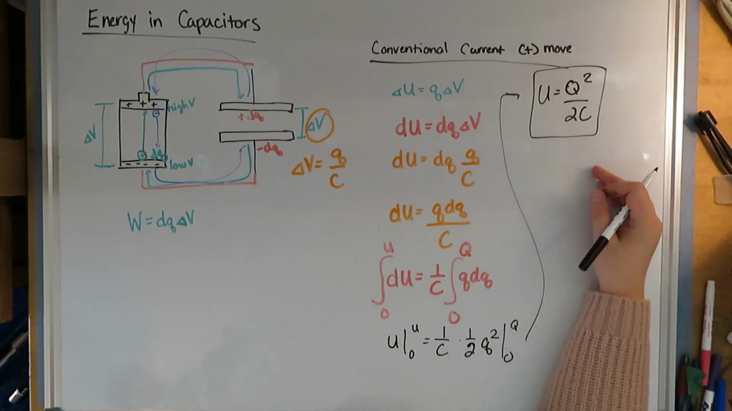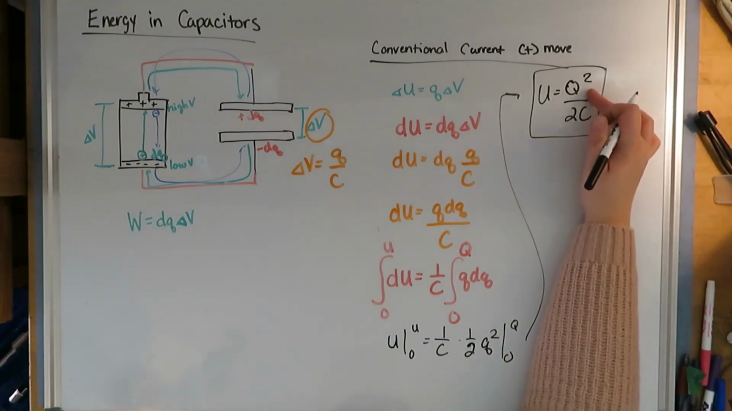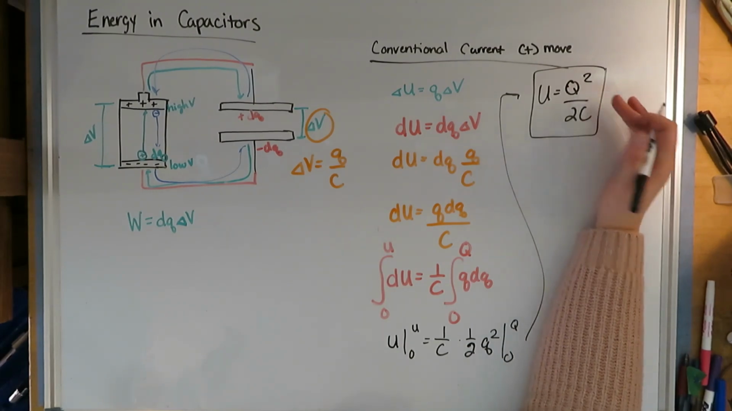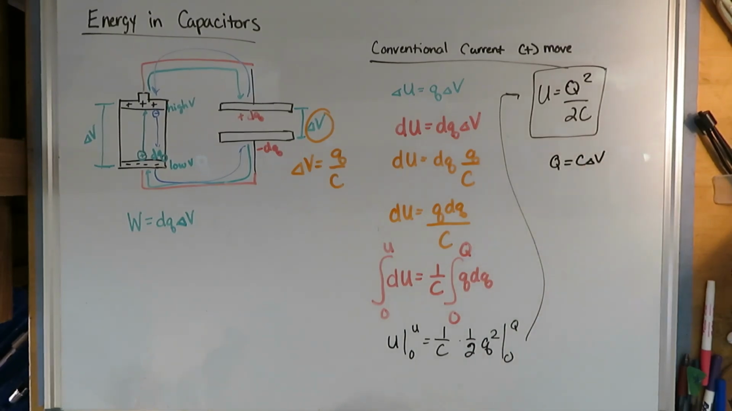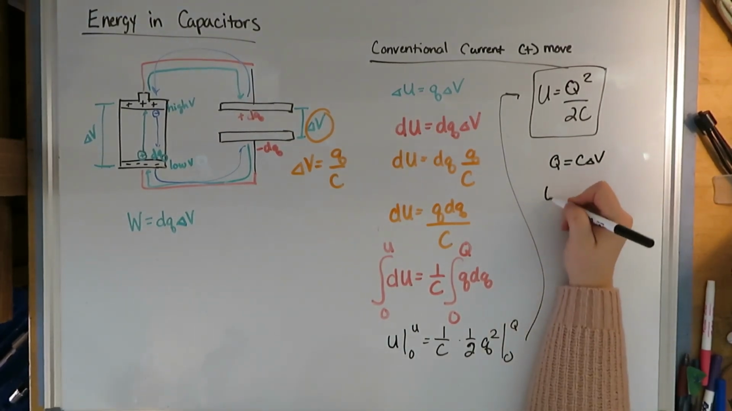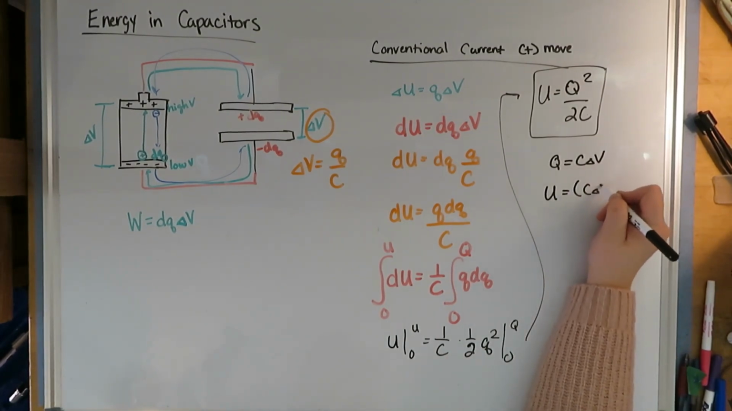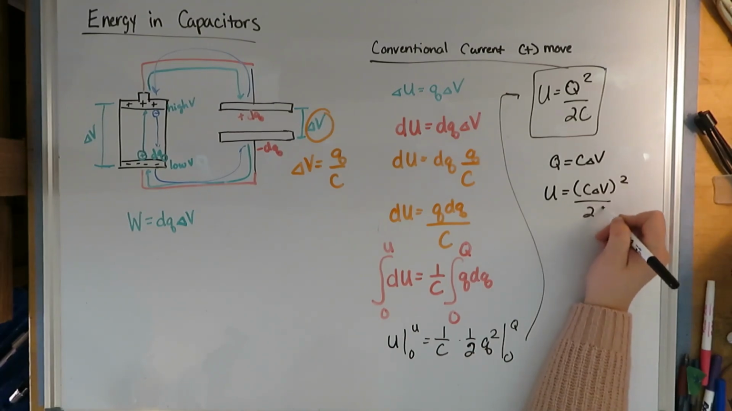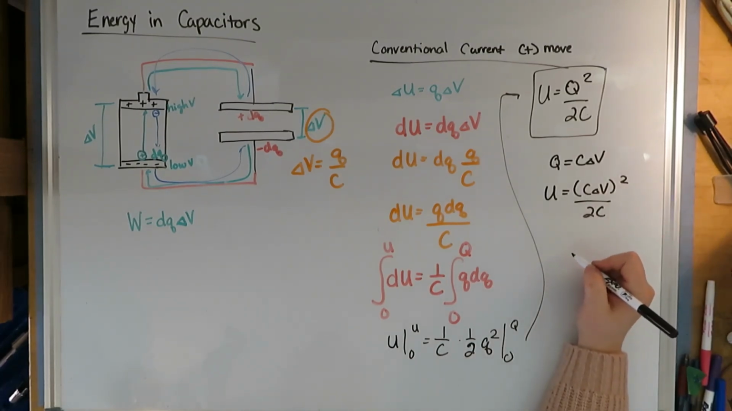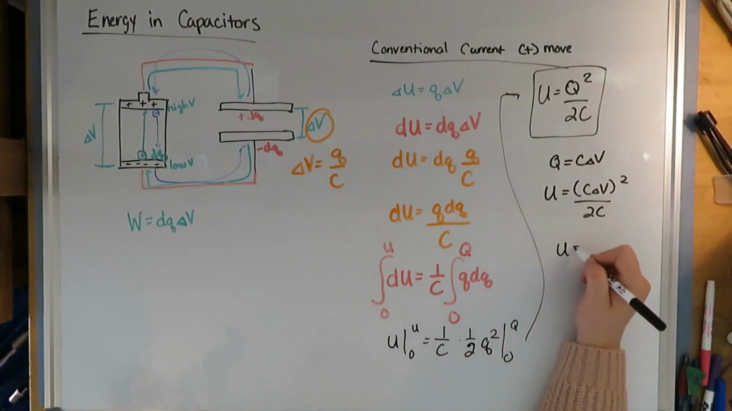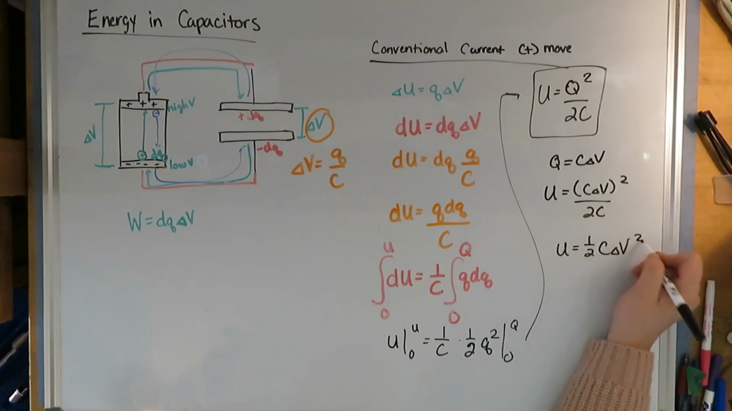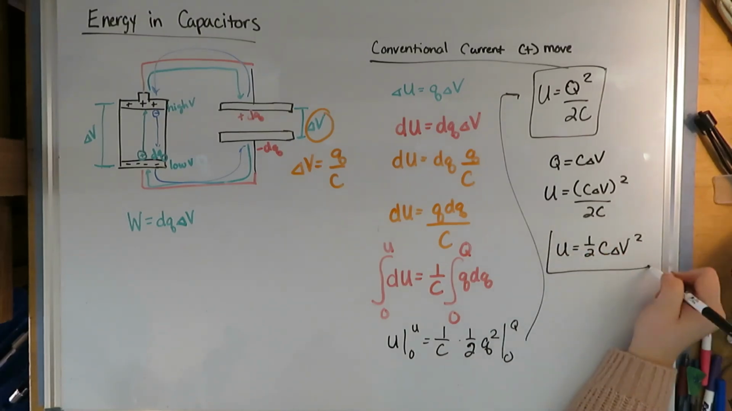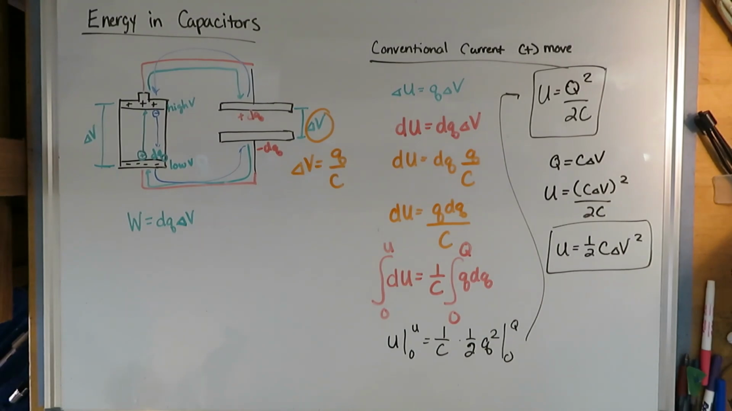We can actually relate it in different ways because we don't normally know Q. So if we use that Q is C times delta V from our definition of capacitance, then you're going to get U is C delta V squared over 2C, which is going to give us U is equal to 1/2 of C times delta V squared. And that is a different formulation for the potential energy of a capacitor.